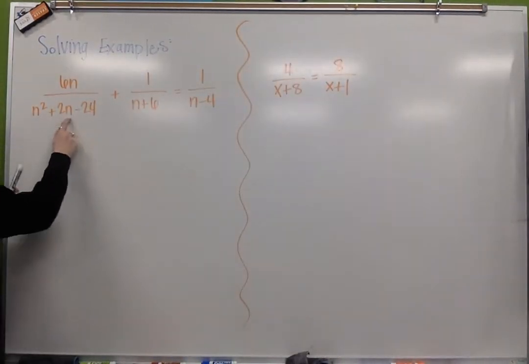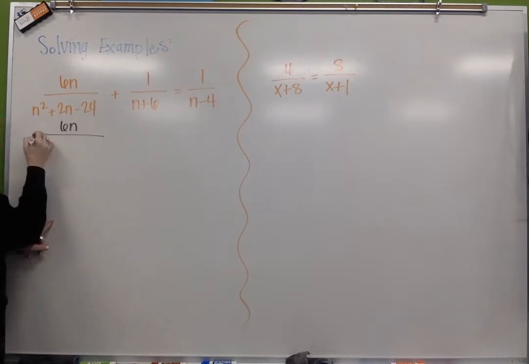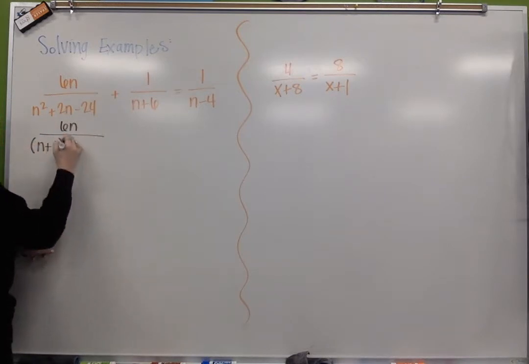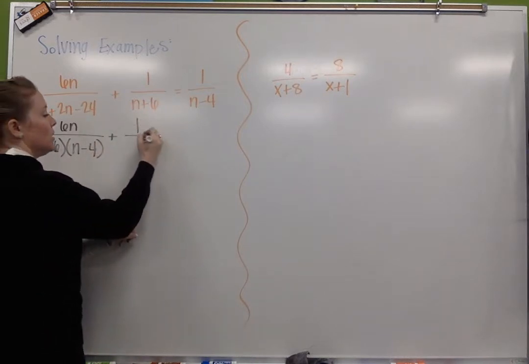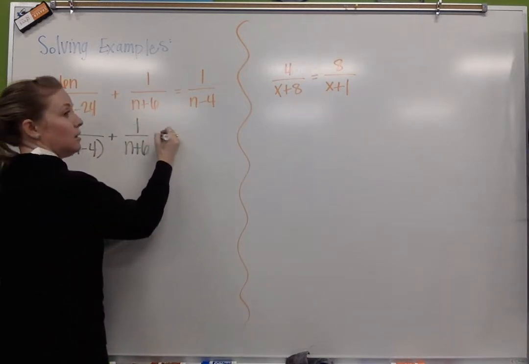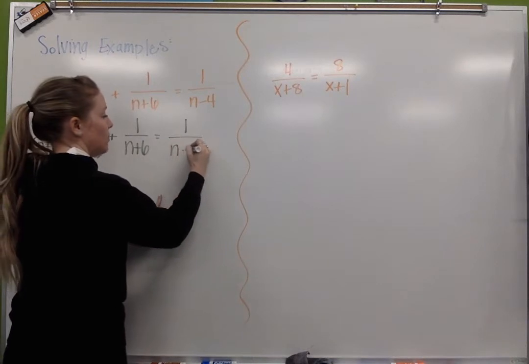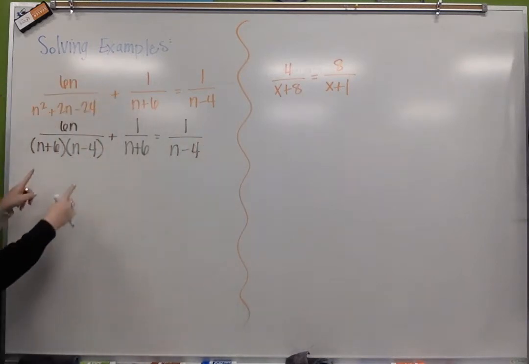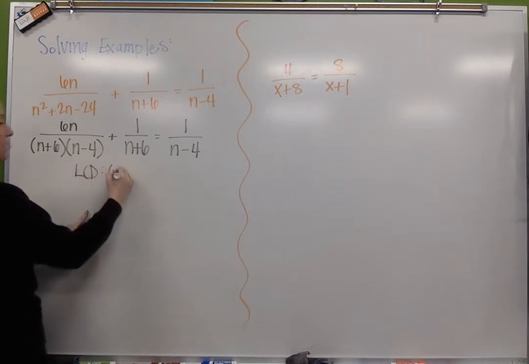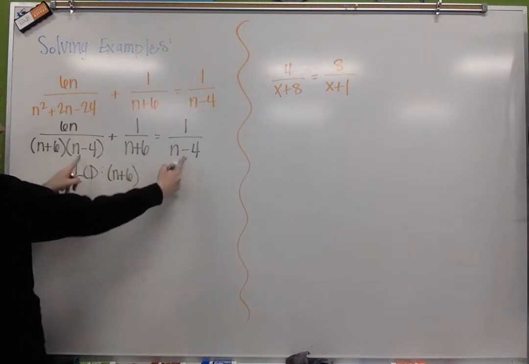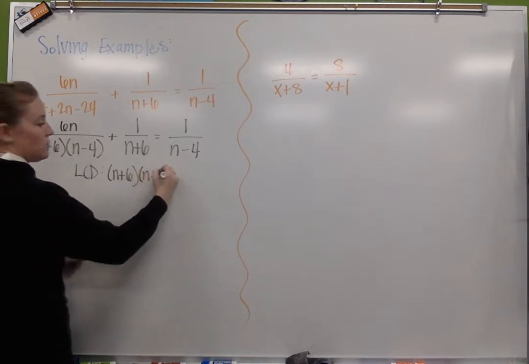So here, I need to start by factoring. So this is going to give me 6n over n plus 6 times n minus 4, plus 1 over n plus 6, equals 1 over n minus 4. From here, I'm going to try to find my LCD. My LCD has got to include my n plus 6's, and then I've got to use my n minus 4's.